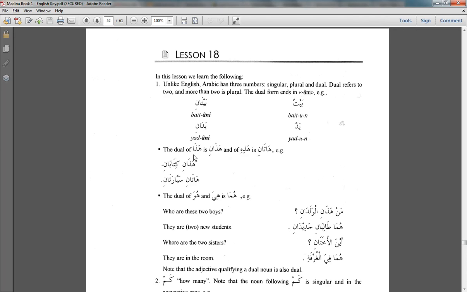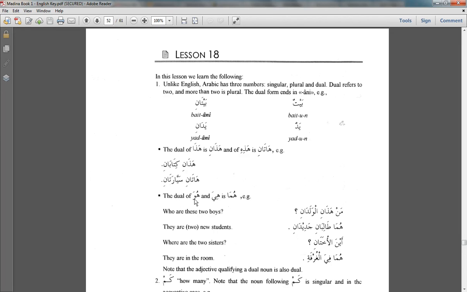So hada is masculine, obviously. So hadani is going to be the dual form of that. So these two. And hadihi is the feminine when you're pointing to something feminine, and the dual version of that will be hatani. So hadani kitabani, these are two books. Hatani sayyaratani, because sayyara is feminine. So hatani sayyaratani, these are two cars.